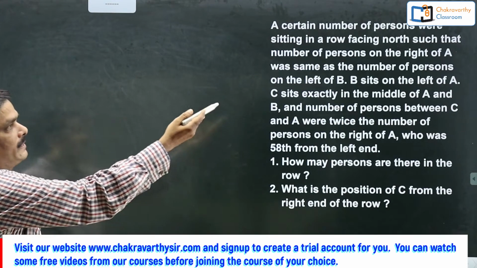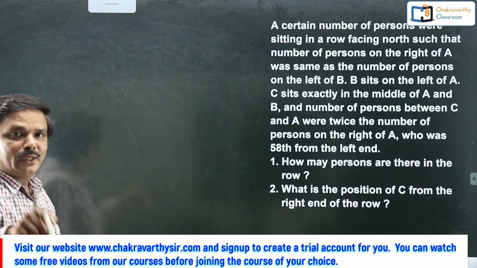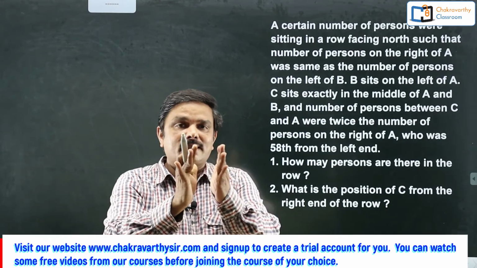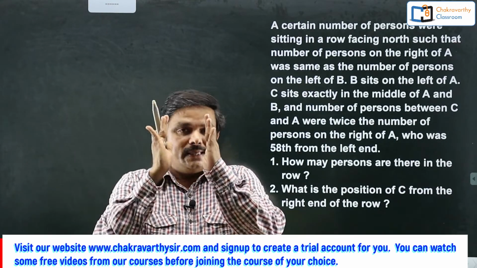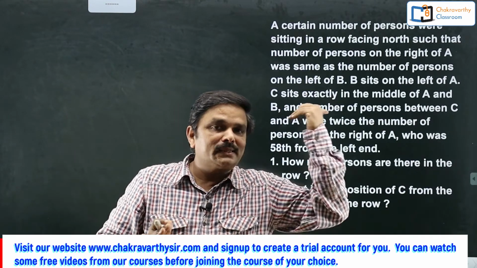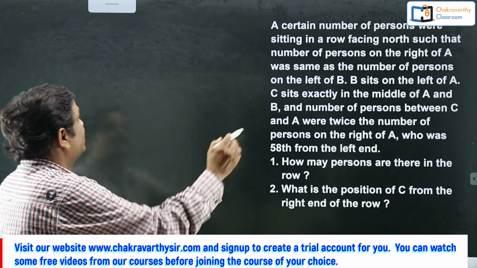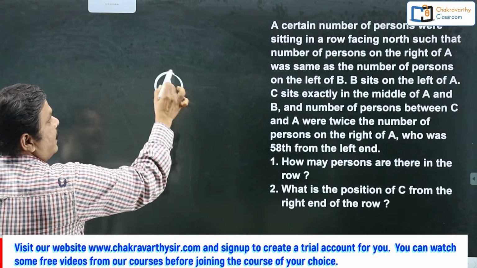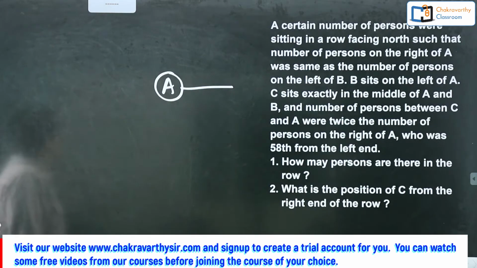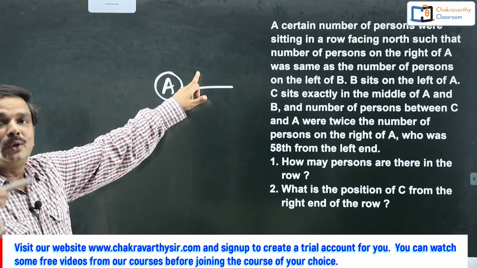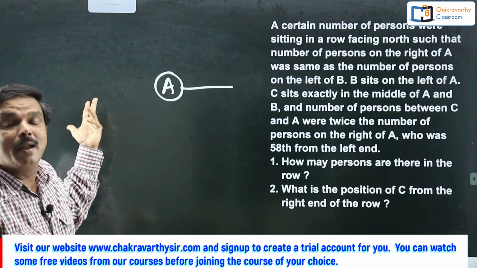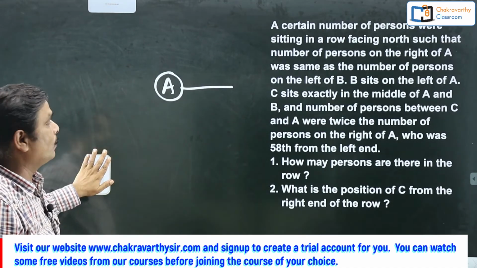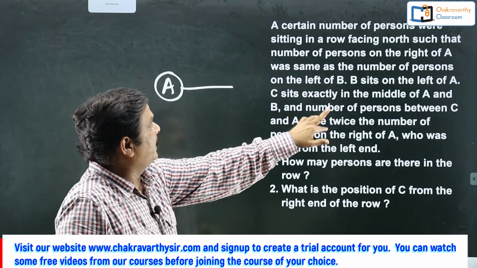Okay, right. Now let's start this one here. A certain number of persons are there. I don't know the number, but one thing is sure that the number of persons on the right side of A is equal to the number of persons on the left side of B. Suppose this is the place of A. The number of persons on the right side of A should be equal to the number of persons on the left side of B. But I don't know where to keep B as of now, so keep it aside here. Go for the next one here.